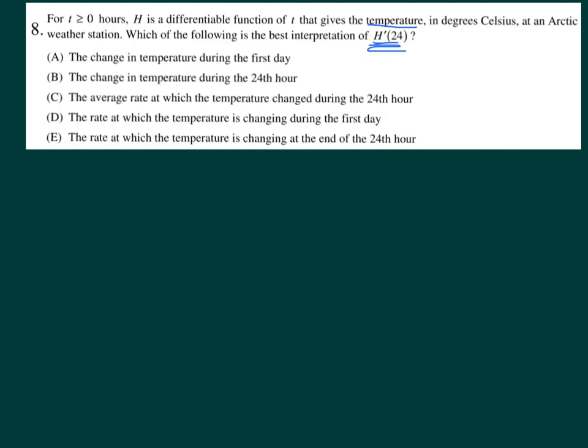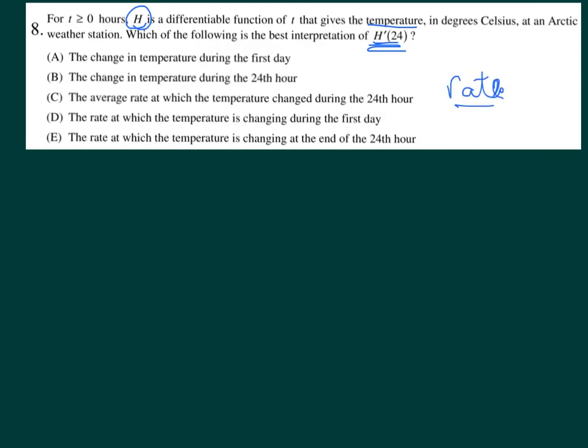Okay, so it says h, which is your original function, gives the temperature. So then h prime of 24. Well, what does the derivative do? Anytime we take the derivative, it's measuring the rate.